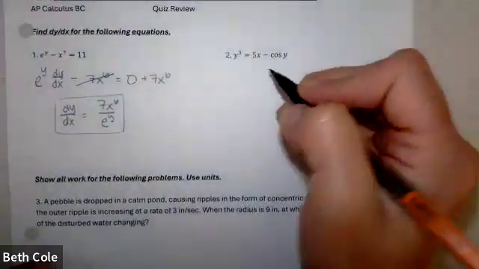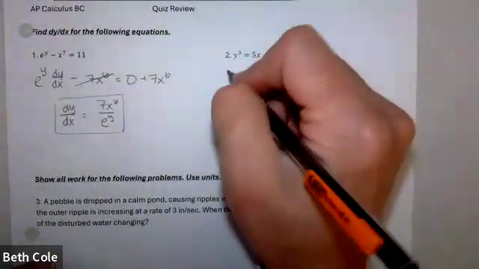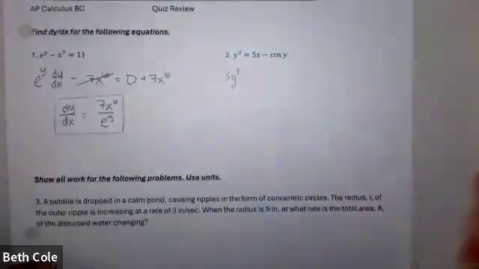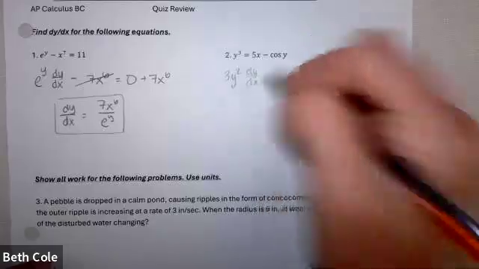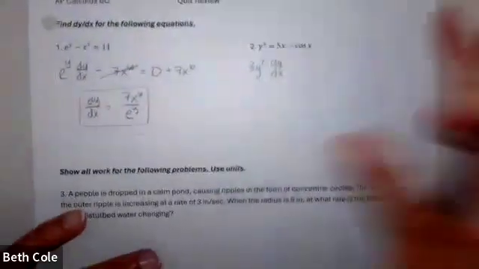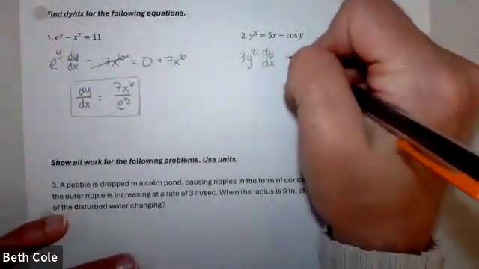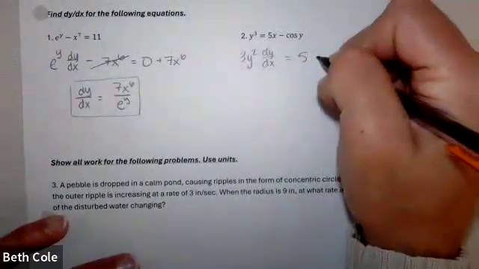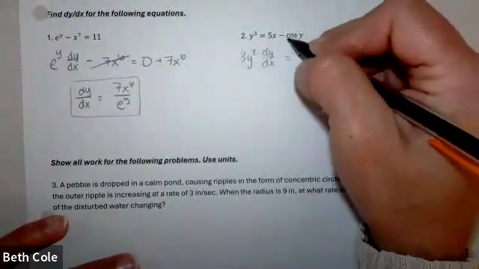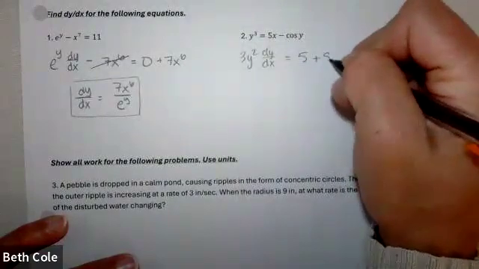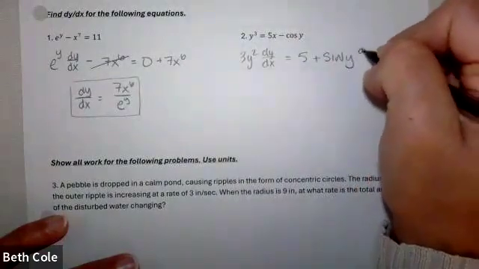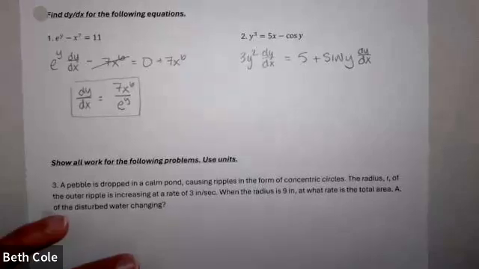So same exact thing for this one. It's just a little bit bigger of a problem. We'll have 3y squared dy dx equals the derivative of 5x, which is 5. The derivative of cosine is negative sine, so the negatives are going to cancel. So we're going to have plus sine of y, and then again, chain on dy dx.